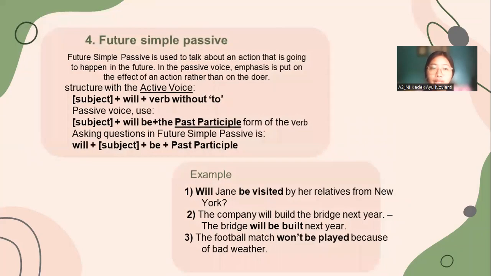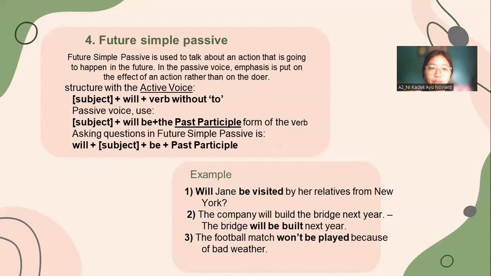The fourth is future simple passive. Future simple passive is used to talk about an action that is going to happen in the future. In the passive voice, emphasis is put on the effect of an action rather than on the doer.